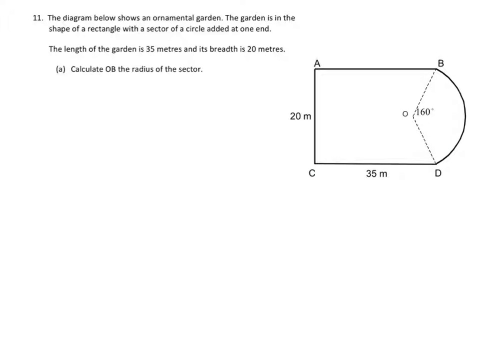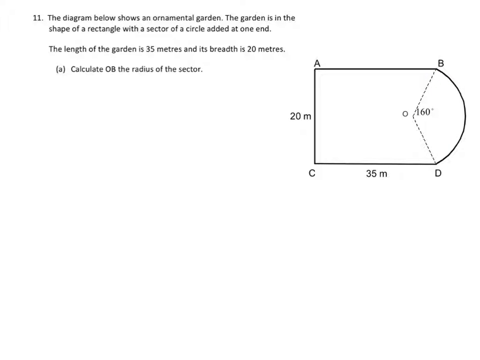Part A asks us to work out OB, the radius of the sector, and part B, which isn't shown on the page here, asks us to work out the perimeter of the garden, which is the total distance around the outside. So part A, the radius of the sector, that's this bit we're going to look at.